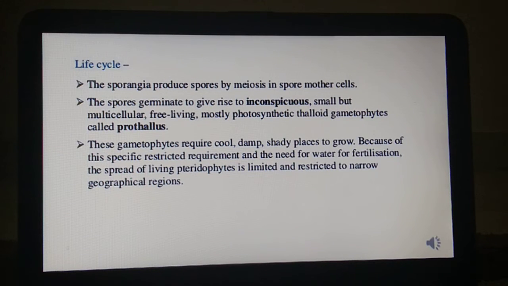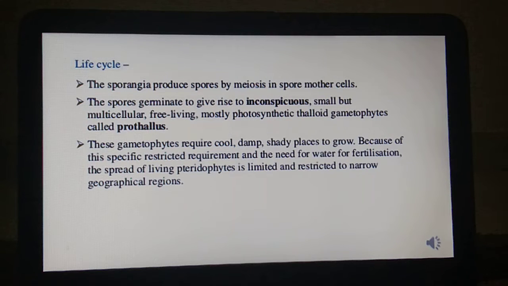Now students, talking about their life cycle, the sporangia produce spores by the process of meiosis in spore mother cells. The spores that are produced germinate to give rise to an inconspicuous, small but multicellular, free-living, mostly photosynthetic thalloid gametophyte. It is called the prothallus.